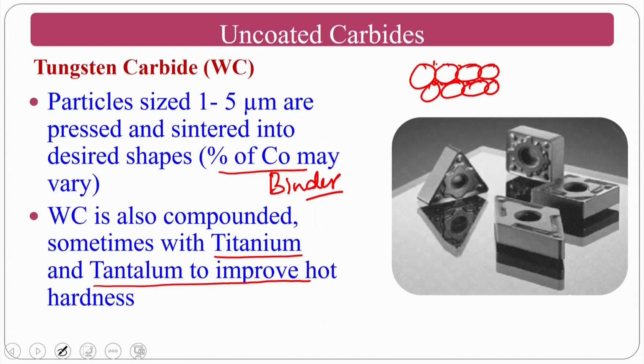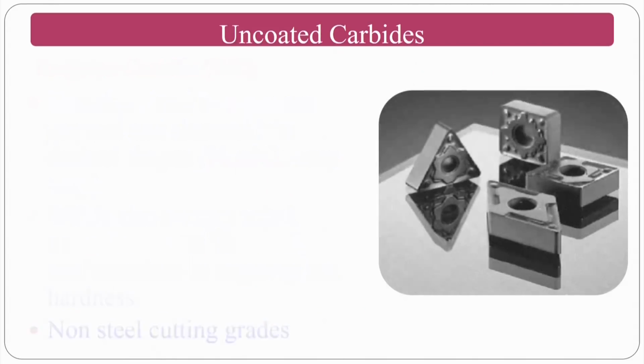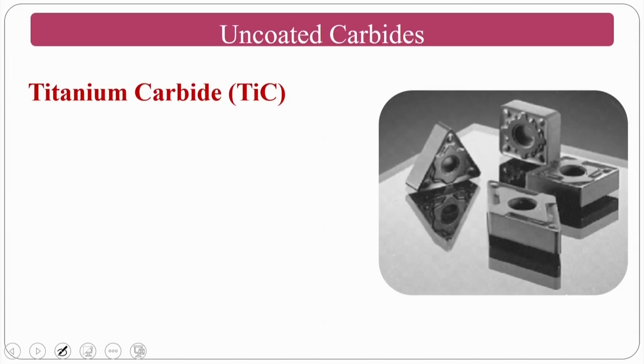So, assume that if you want to build a home, normally we build brick by brick, and in between we put the cement. So, this is nothing but the cobalt, and this is nothing but your tungsten carbide. Okay. This is how this will work. Okay. Next we will go for titanium carbide.